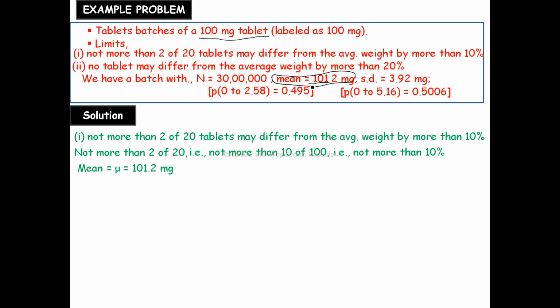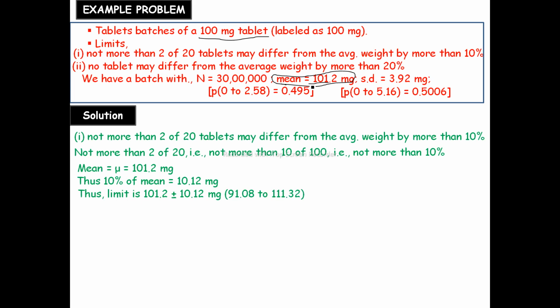Next, the mean value is 101.2 mg. Now 10% of the mean means 10.12 mg, isn't it? 10% of the mean is 10.12 mg. Thus, the limit is 101.2 mg plus or minus 10.12 mg. So the limit should be 91.08 to 111.32.